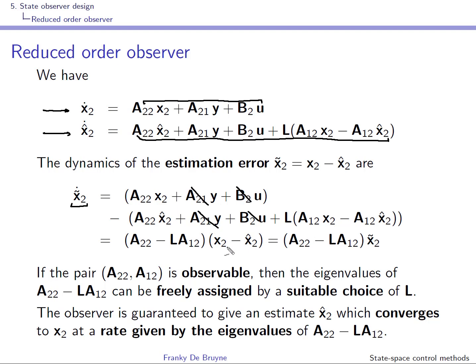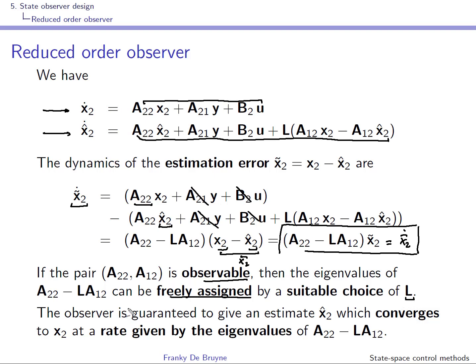and if you have a look, you'll have a contribution in x2, and it will be A22 minus L A12, so this is correct, and you'll have something similar for x2 hat, and we have the minus over here, so we'll have A22 and then minus L A12. Okay, so here we have x2 minus x2 hat, and this is x2 tilde. So the error dynamics evolve using this equation over here, and providing that the pair A22, A12 is observable, then the eigenvalues of this matrix can be freely assigned by a suitable choice of L.